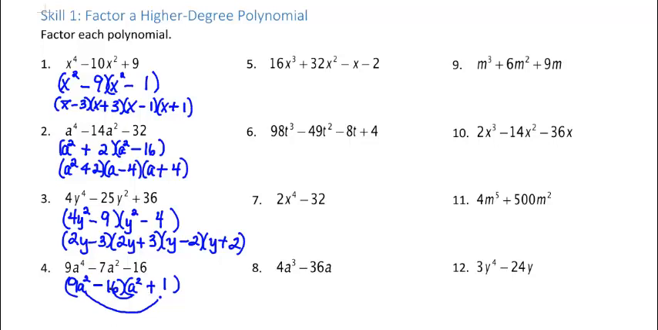Now 9a squared minus 16 is the difference of two squares, so we can factor that further. And that will be 3a minus 4 times 3a plus 4 times a squared plus 1. Remember, we can't factor a binomial that's the sum of squares, because a plus 1 squared is a trinomial, not the binomial a squared plus 1, so that does not factor any further.